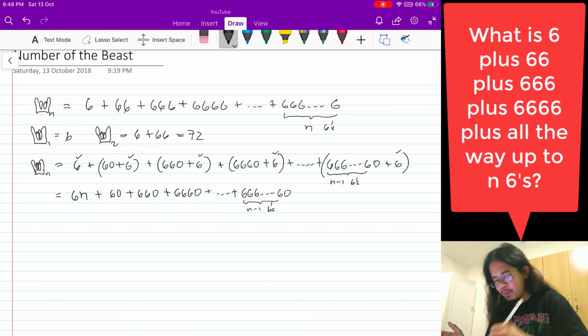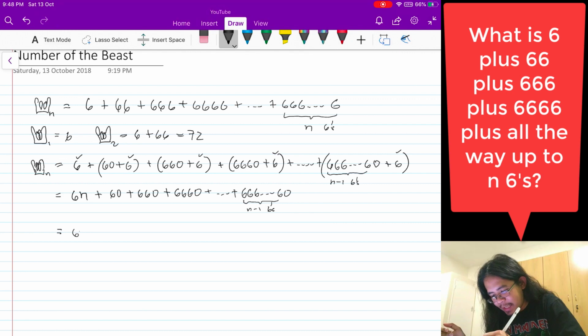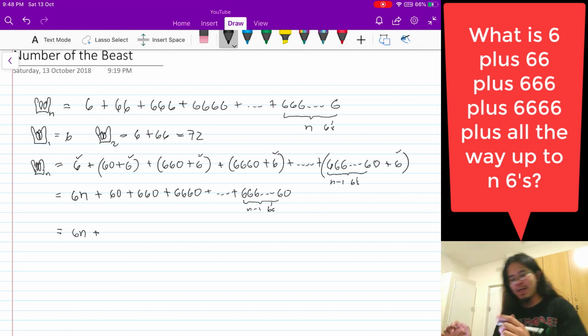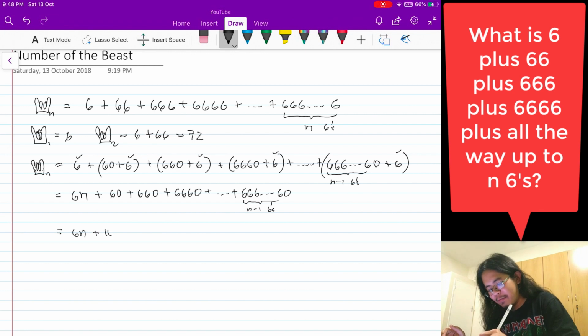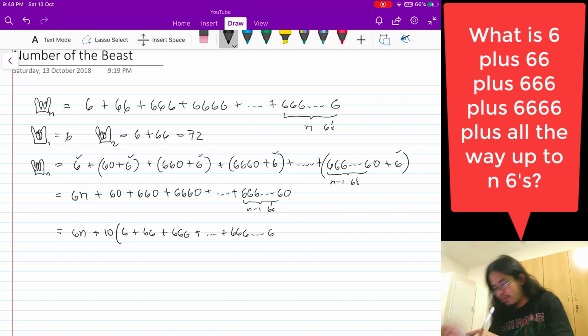What do we do next? In order to make it look like the original metal sum, let's factor out 10. So you have 6n, and all these terms we can factor out 10 from because they have 0 in the units place. So you have 10 factored out, times 6 plus 66 plus 666 plus, all the way up to 6, 6, 6, and so on. There's no more 0 because you factored out 10.